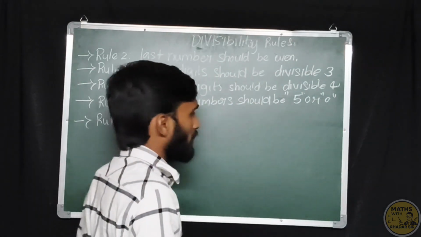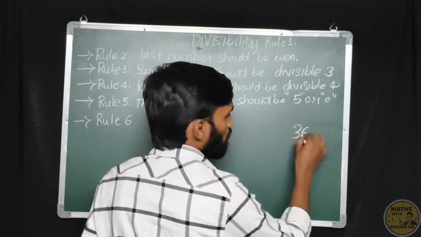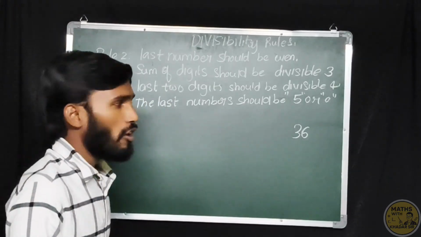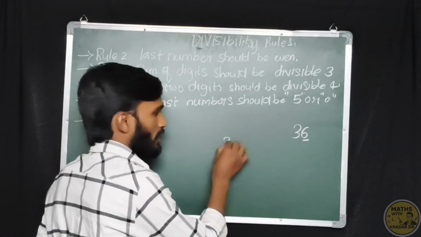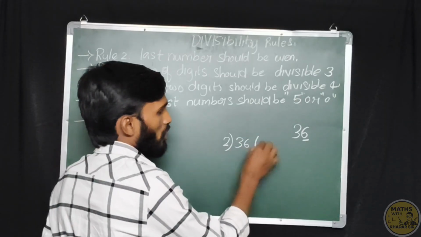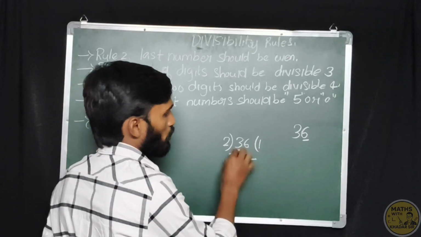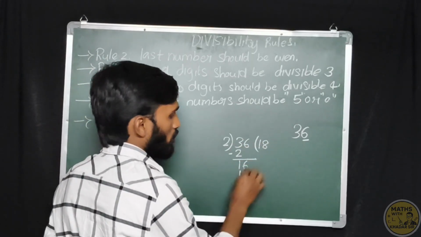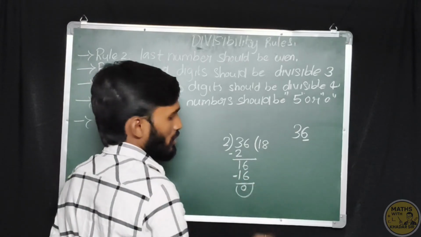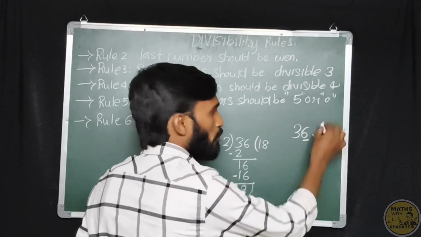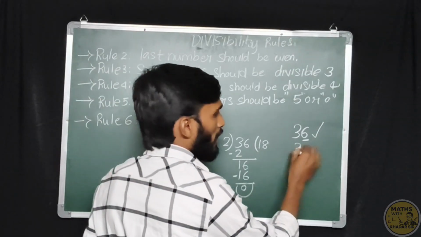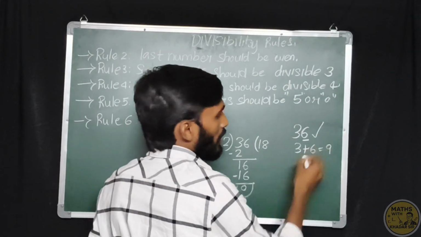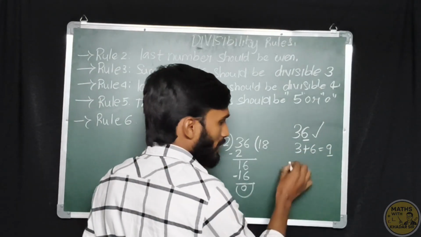For example, taking 36 as an example. You see the last digit is even, that means first you divide by 2. How many times? 1 time, 2; subtract, 1, 6. 8 times, 16, 0. That means this number is divisible by 2. Now, the divisibility rule of 3 is adding the digits. 3 plus 6 is 9. Now, divide this 9 by 3.